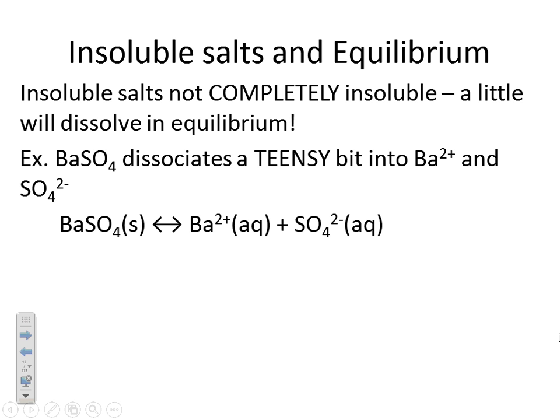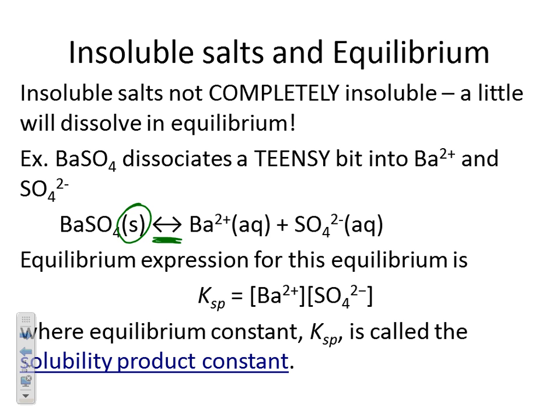For example, barium sulfate dissociates a teensy little bit into barium ions and sulfate ions. Now, because the amount that it dissociates is so small, we do talk about it being equilibrium, that it's a reversible reaction, because the barium ion and the sulfate ion can absolutely come back together and create barium sulfate solid. Notice that I have a solid there. Well, I can write an equilibrium expression for this, absolutely, doing products over reactants raised to their coefficients.